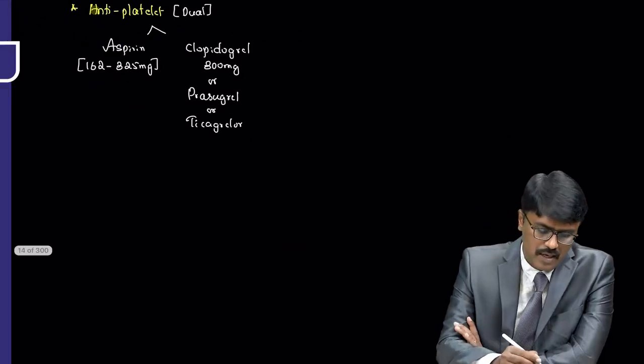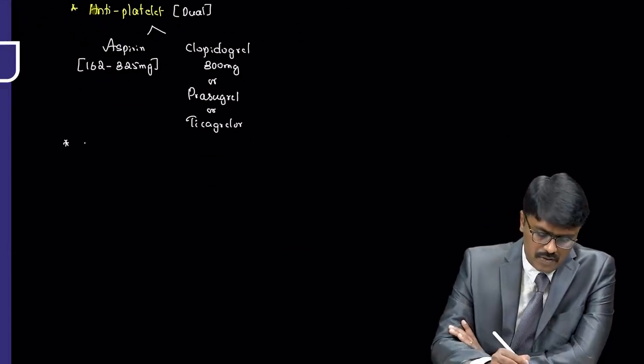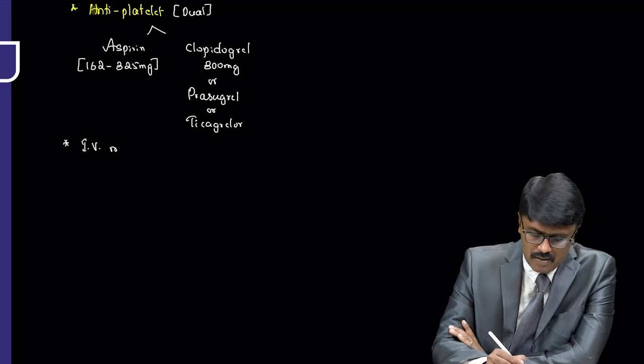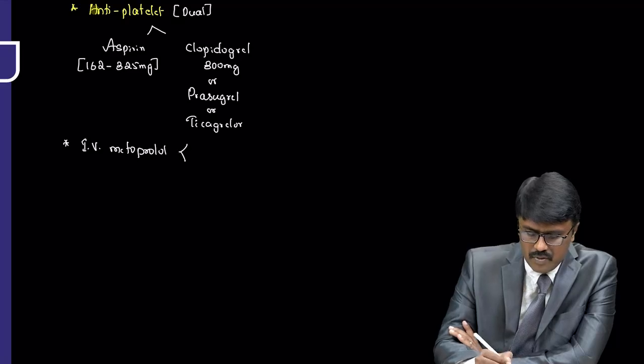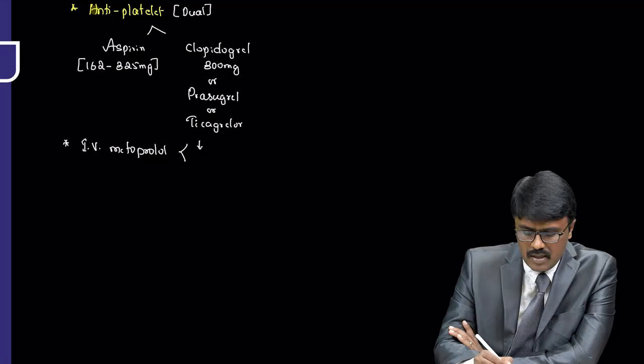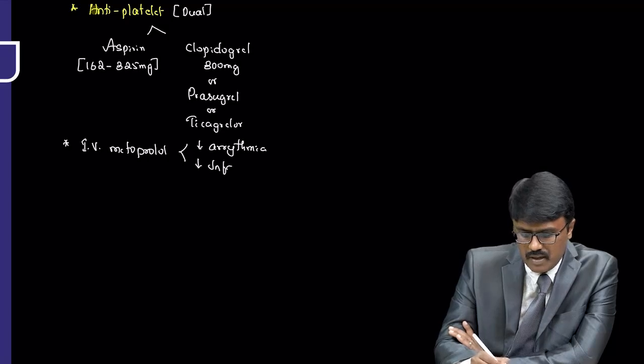Now along with that, do we use any other drug? Yes. We use IV beta blocker, that is metoprolol. What is the advantage of using metoprolol? Two important advantages. It can decrease the risk of arrhythmia during MI. If there is MI, it can decrease the infarct size.